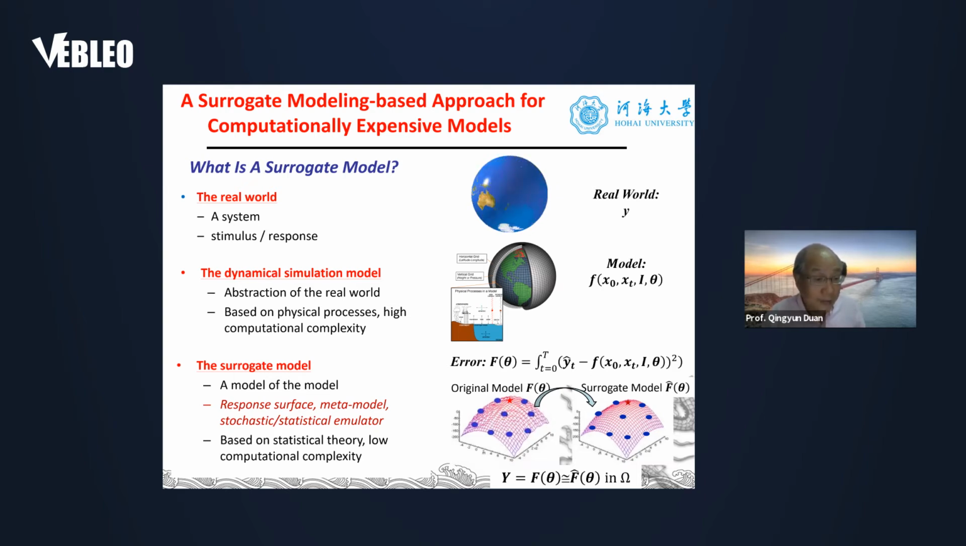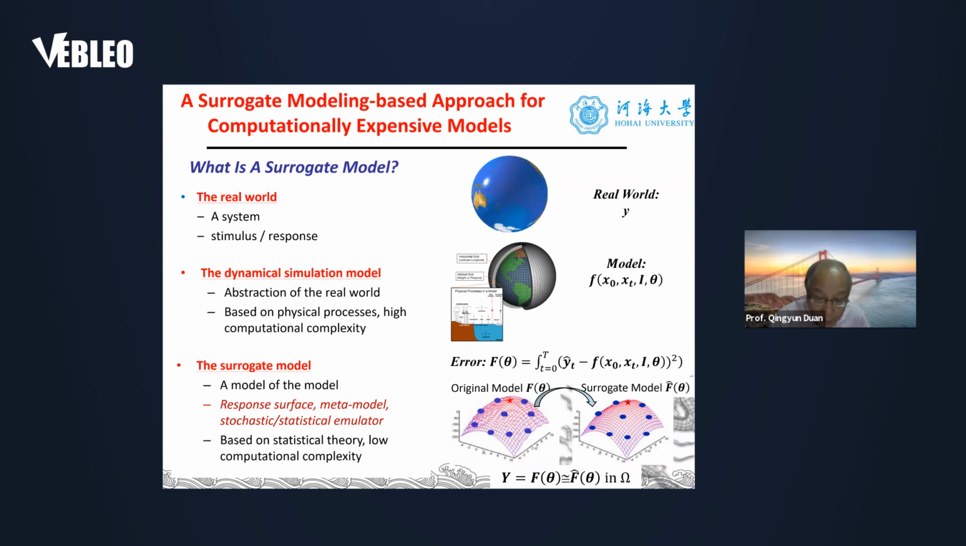And so this kind of thing can describe the physical process very well. However, it's very expensive. So the surrogate model doesn't try to emulate the dynamic process. Instead, it's trying to emulate the error response surface. Okay, so here you see the error response surface of the dynamic model.